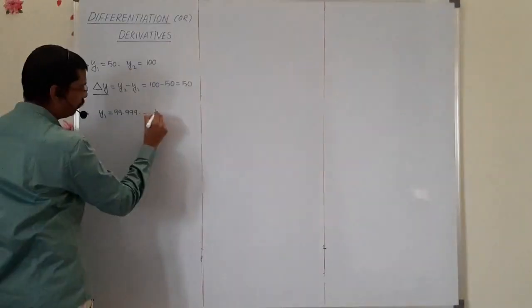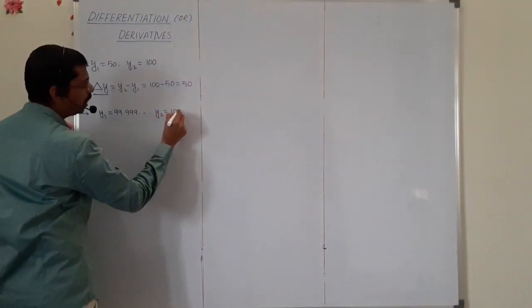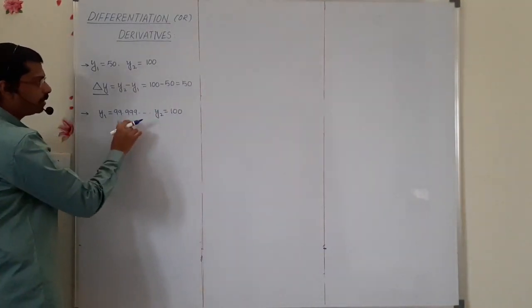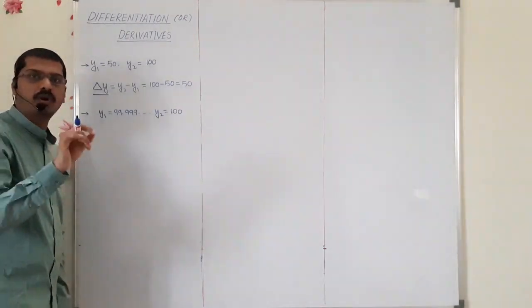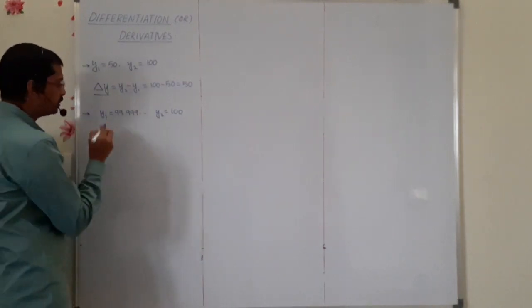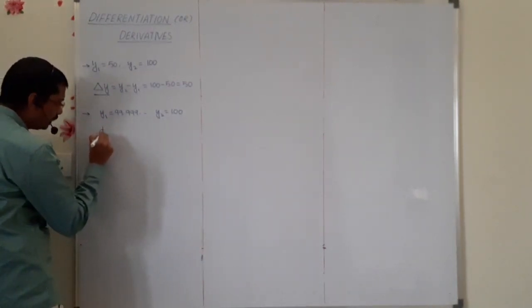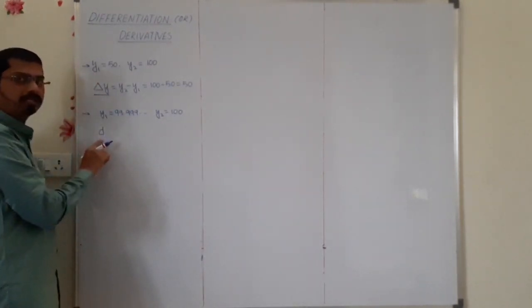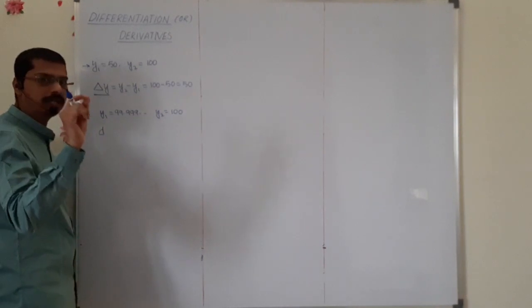For example, let us discuss a second example. If y1 is 99.999 and so on, and y2 is equal to 100. Here also two values are given, but the difference between these two values is very small. That's why we can say this is an infinitesimally small difference. It is represented by d. Delta means finite difference, and d means infinitesimally small difference.